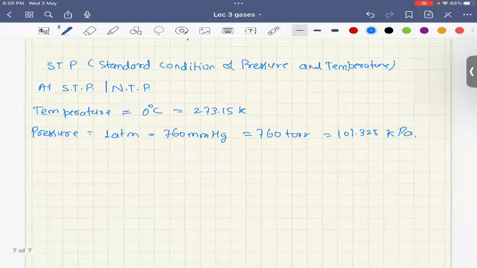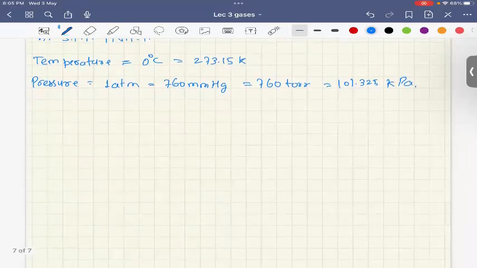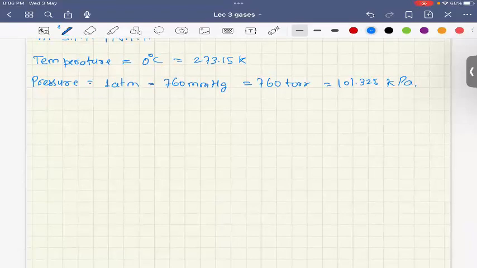With this, I end this lecture, and I hope you have learned and enjoyed a lot. In the next class, we are going to study various gas laws, which are Boyle's law, Charles' law, and Avogadro's law. We are going to study the relationship.